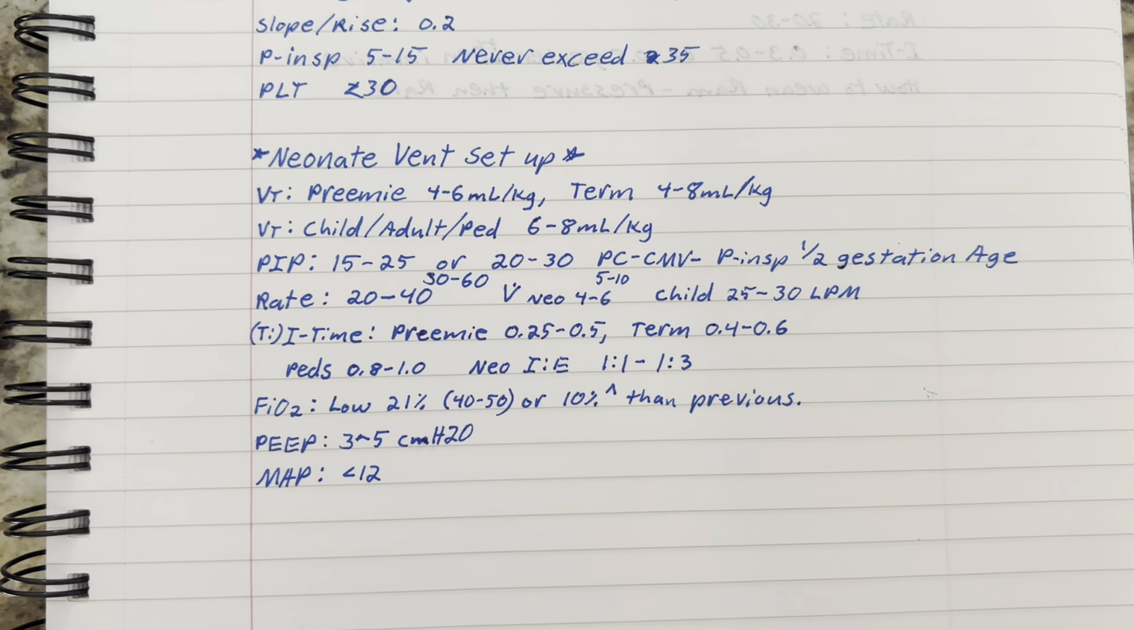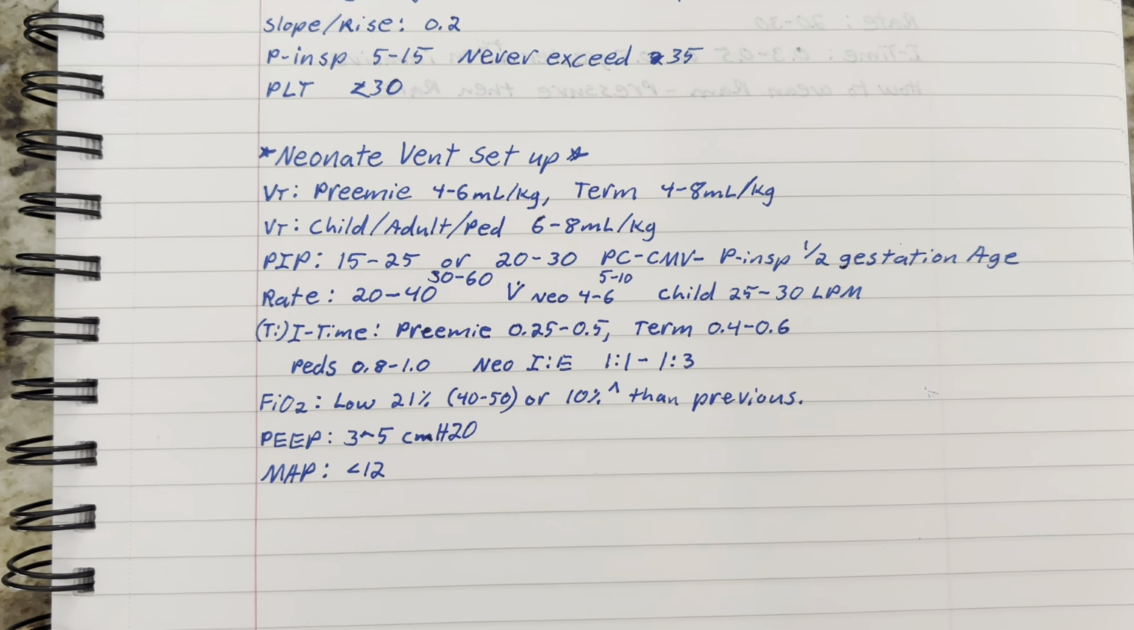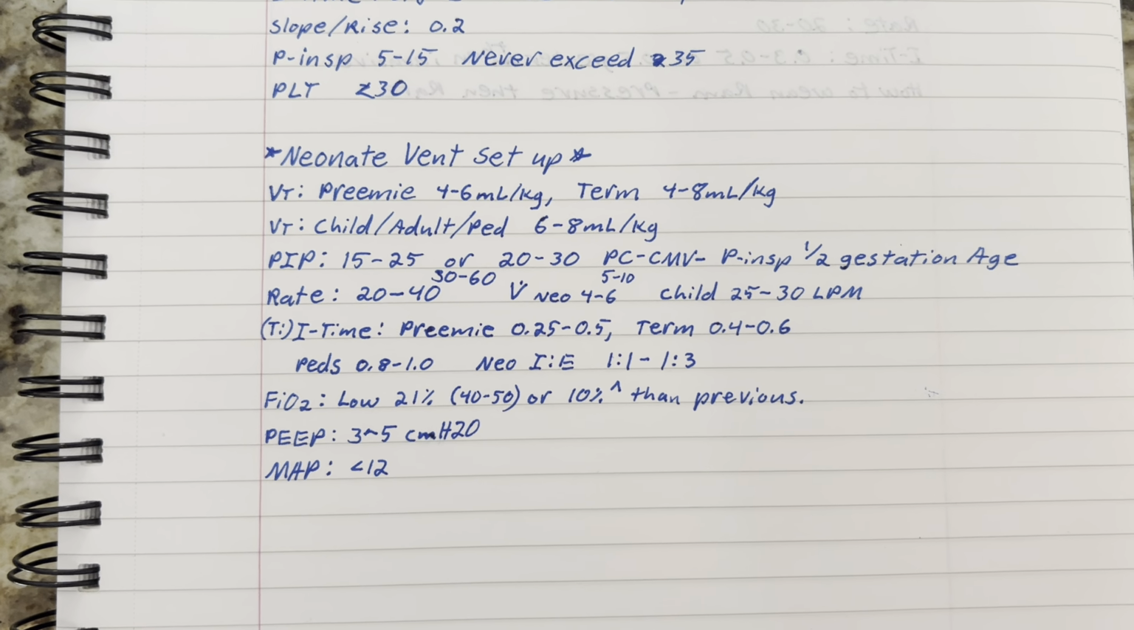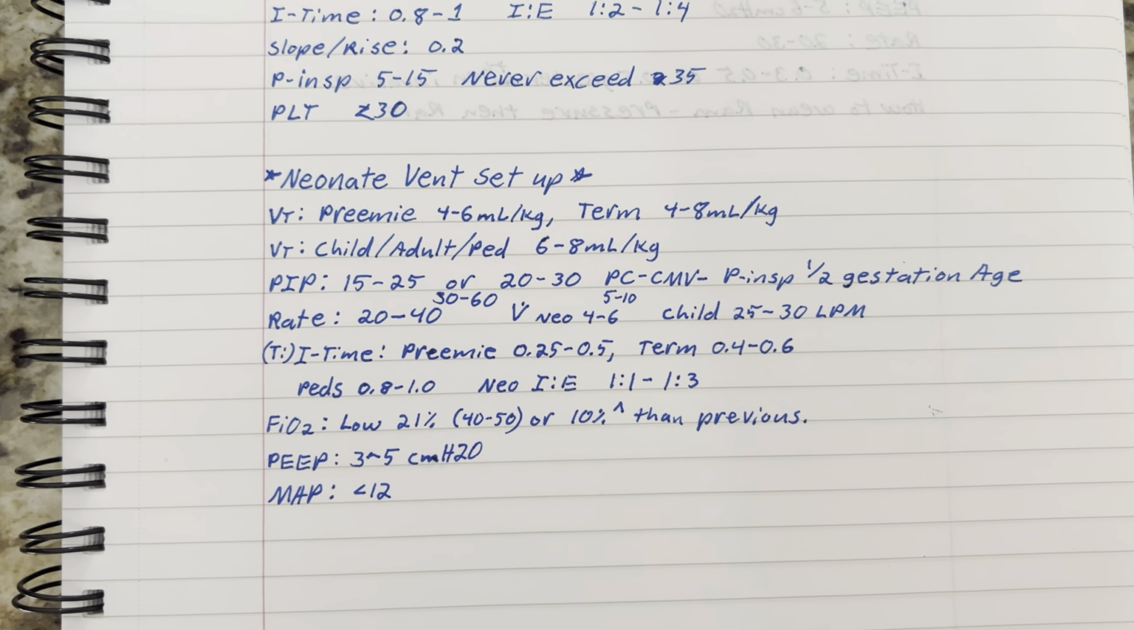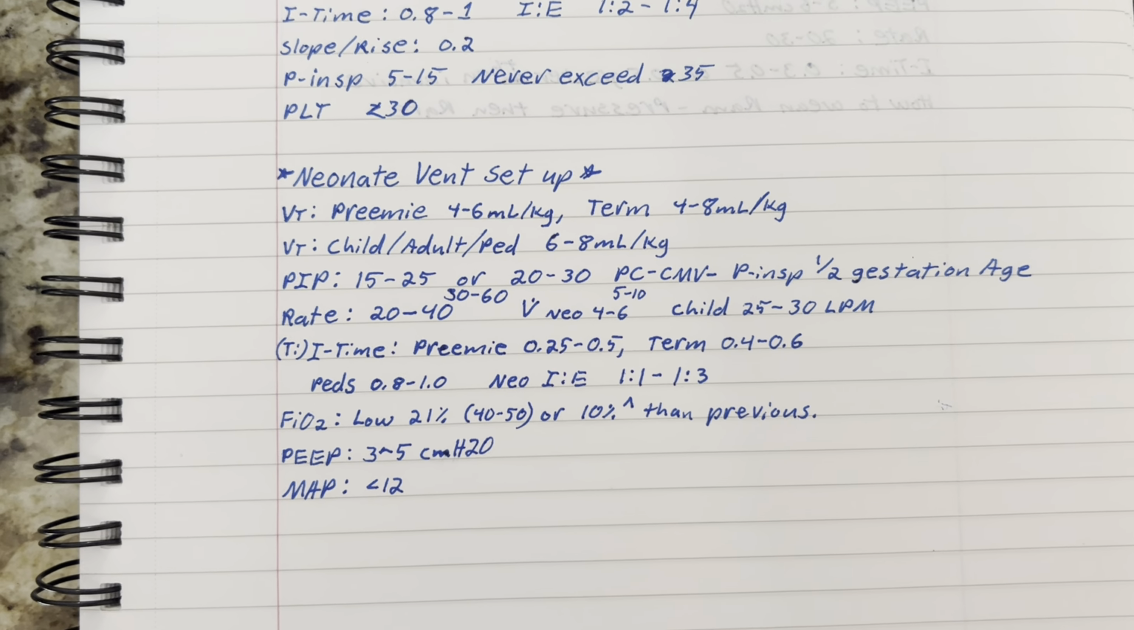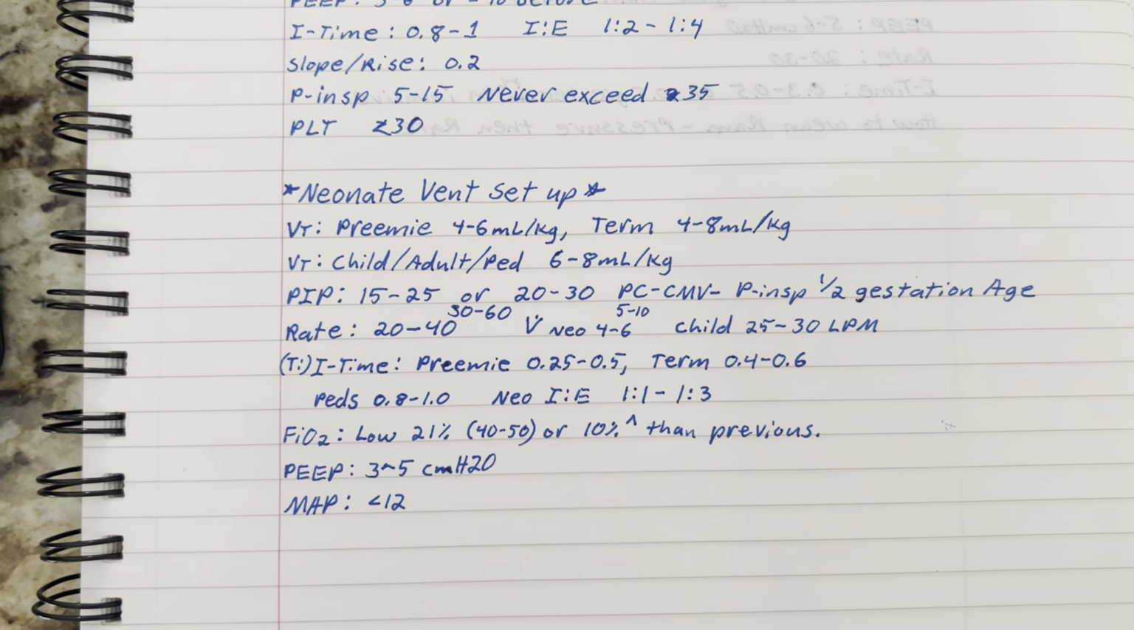PEEP should be 3 to 5 cm H2O or equal to previous. Mean airway pressure should be less than 12.